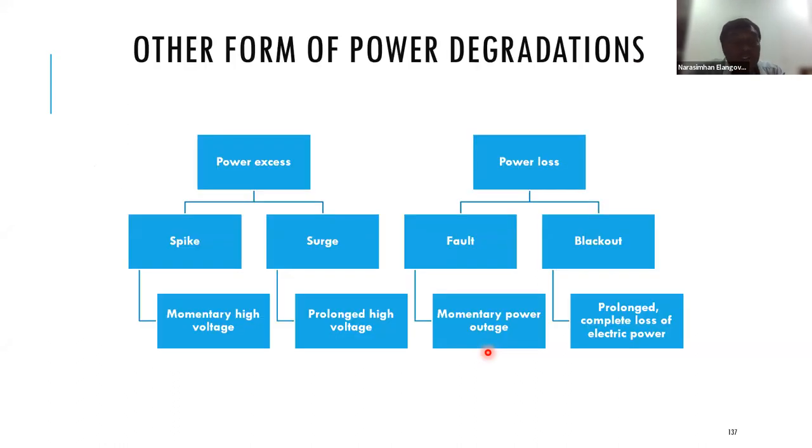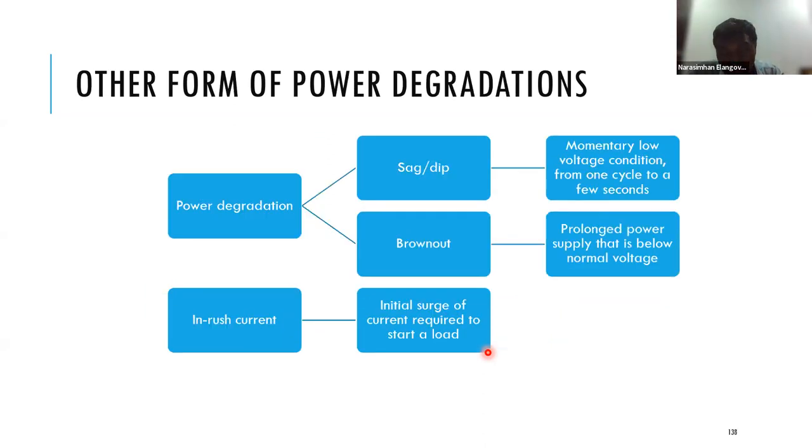Next, power degradation. There are four types of power degradation. Power excess, huge power. Power loss, no power. Now, power excess could be temporary or permanent. Spike is temporary, surge is for a longer time. Power loss, fault or blackout. Fault is temporary, blackout is for a long point in time. This is power loss, not low power. The low power is what you see in the next slide.